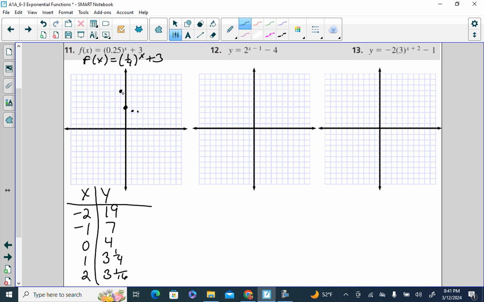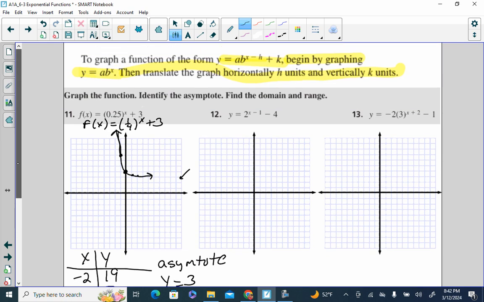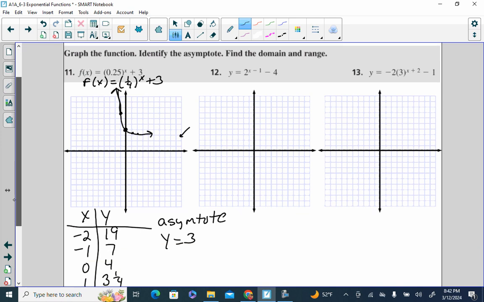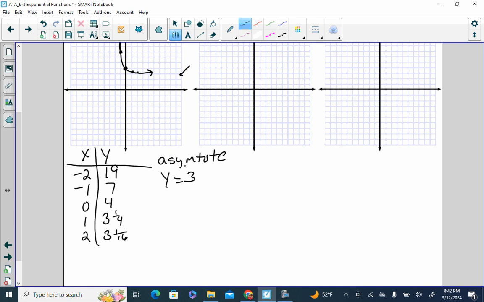So it looks like we're going to have a curve that goes straight up here, and we come down and it approaches the line y is equal to 3. That's what this line is here, a horizontal line that crosses the y-axis at 3. So our asymptote is the line y is equal to 3. And what else are they asking for here? To graph the function, then identify the asymptote, and find the domain and range.